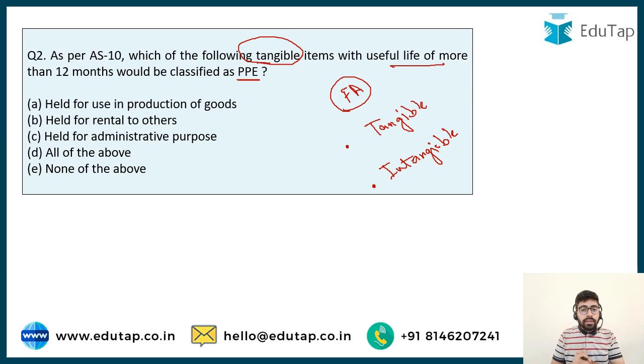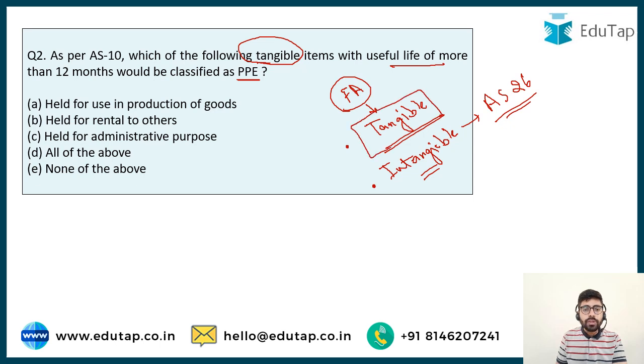But again, there are some categories of assets which are intangible, like trademark, like patent, like copyright. These intangible assets are not covered under the scope of AS10. We have a separate accounting standard 26 which deals with intangible assets. So our area of scope is only going to be tangible assets. We are only going to study about the tangible fixed assets. So we have to tell which of these are going to be classified as fixed asset.